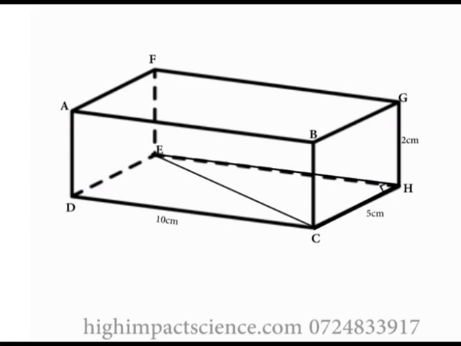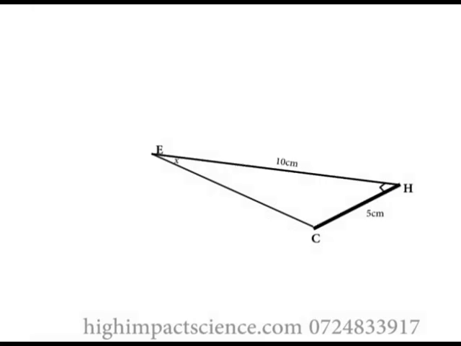And you can see that if you remove the rest of the figure. Using trigonometric ratios, tan x is equal to 5 over 10, and that is 0.5. Tan inverse of 0.5 is 26.6 degrees.